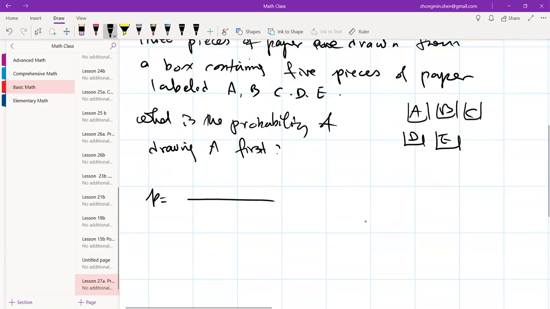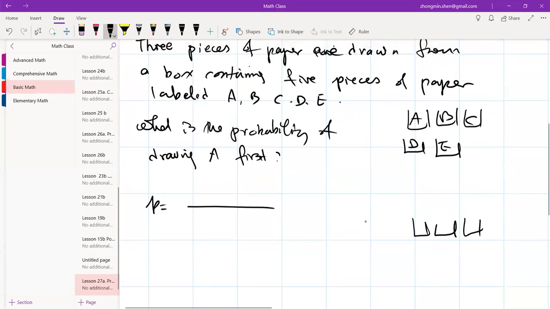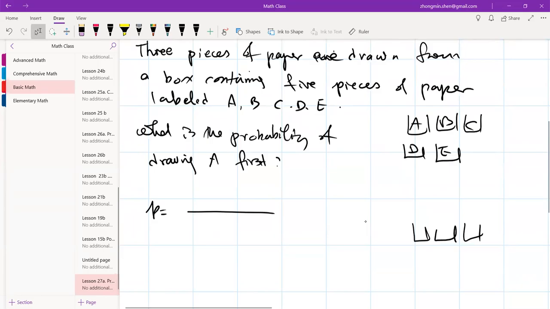Well, this time, the same idea. You're going to draw three, one by one. Then the number of all possible outcomes this time is not 3 factorial. You have 5 pieces of paper there. So it's going to be 5 choices, and 4 choices, and 3 choices. Those are the 3 steps, one by one. You draw the first piece of paper, the second piece of paper, the third piece of paper. Those are all possible outcomes.